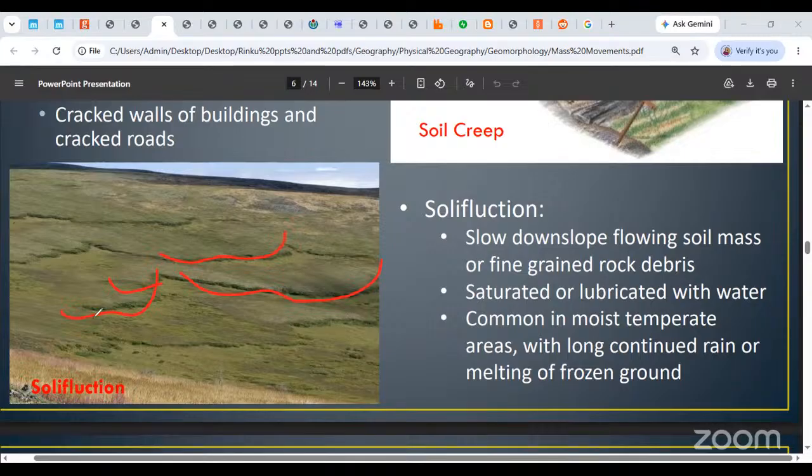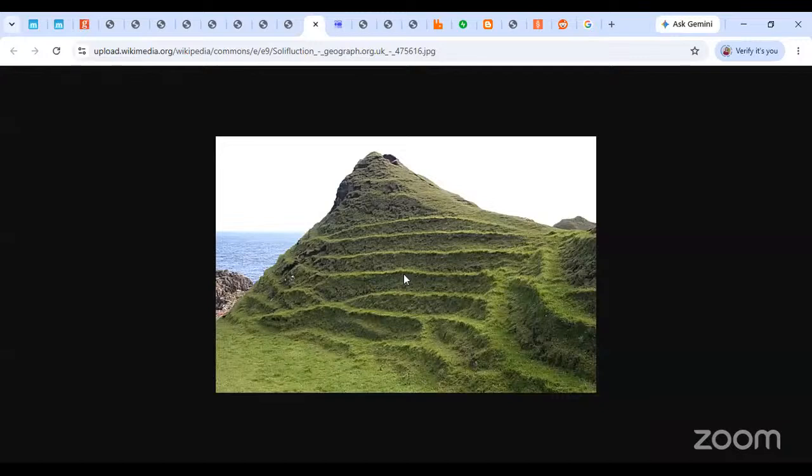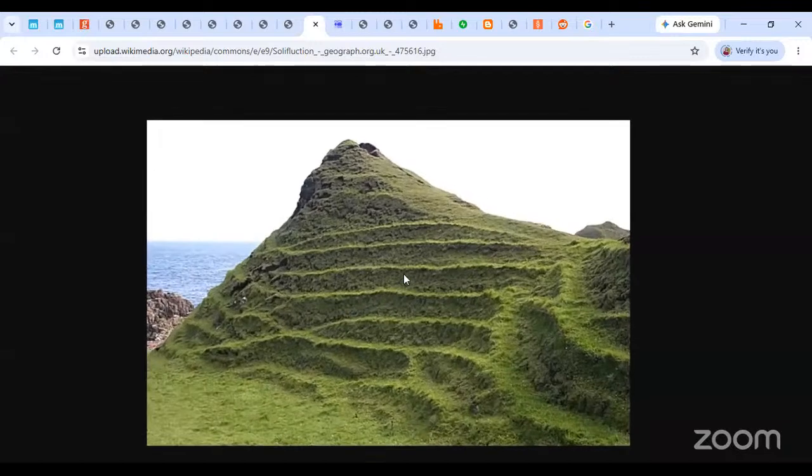So this is solifluction. I'll show you another picture. Hopefully that should make more sense. Now you can clearly see the trickles over there. You can clearly see that the soil is accumulated in small ridges like that. That is solifluction.